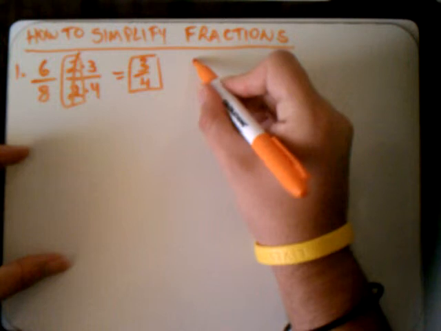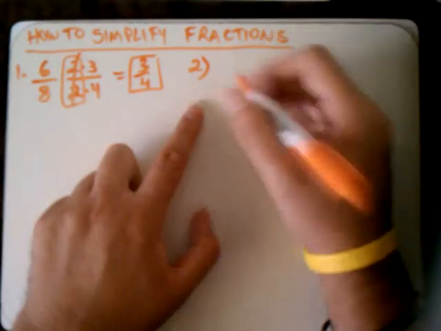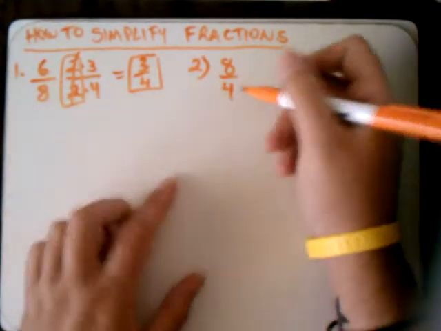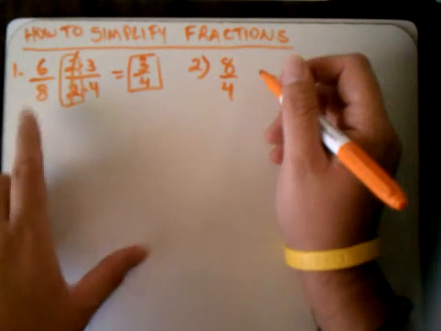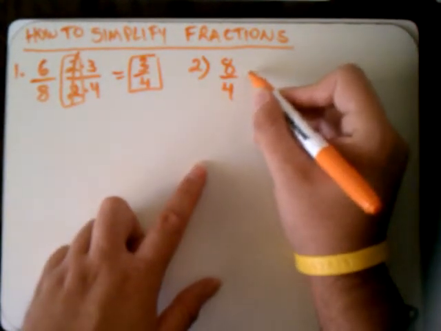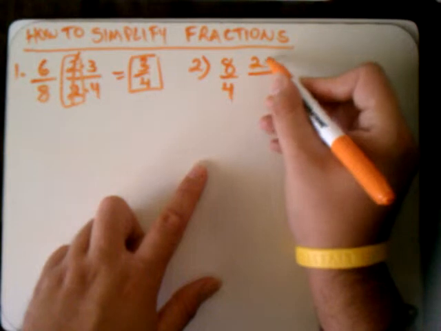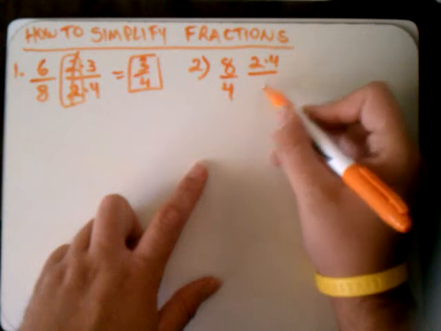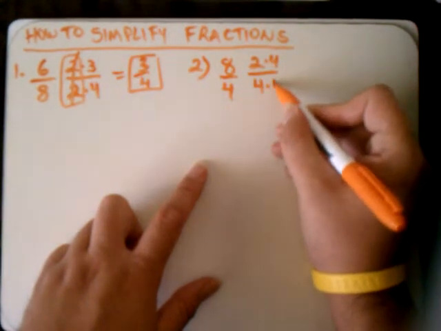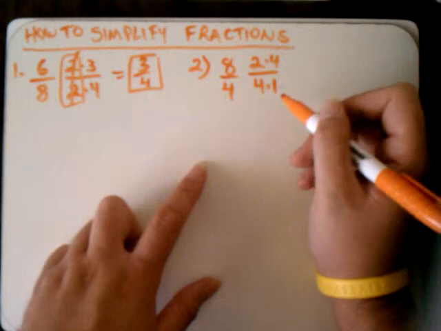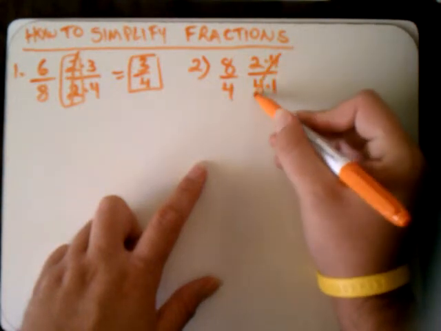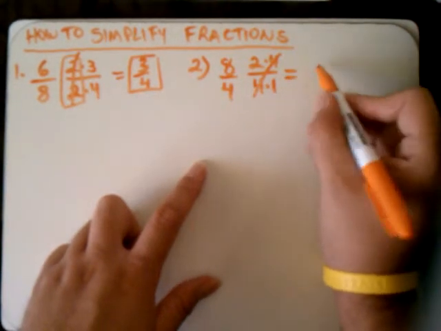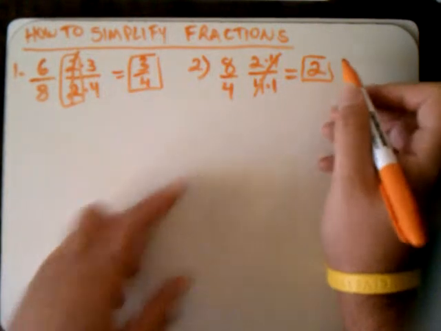Let me do it here. Example 2, we have 8 over 4. Again, the same thing. You already know that 8 is 2 times 4, and 4. Well, we already have one 4 here, so we can say 4 times 1. Do we have the same number? Yes, we have 4 and 4. So the 4 cancels out. So you end up with 2 over 1. And 2 over 1 is the same thing as 2.